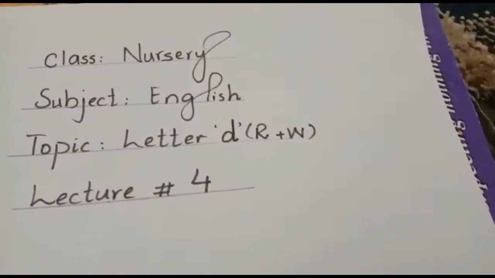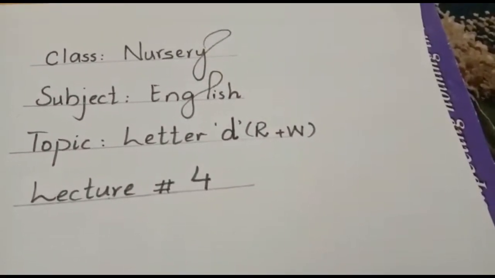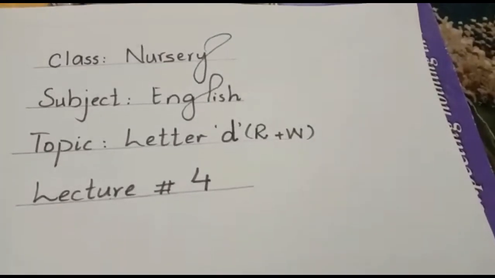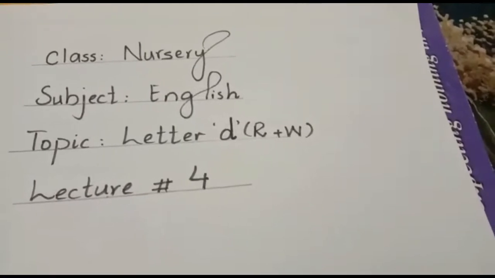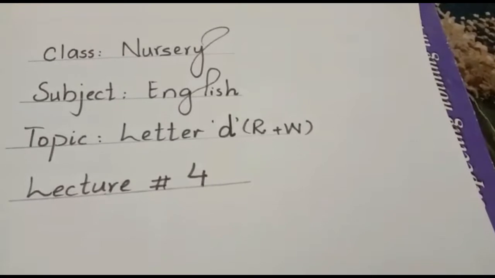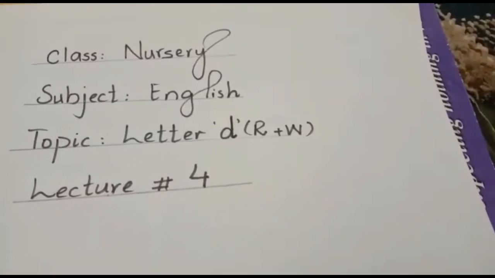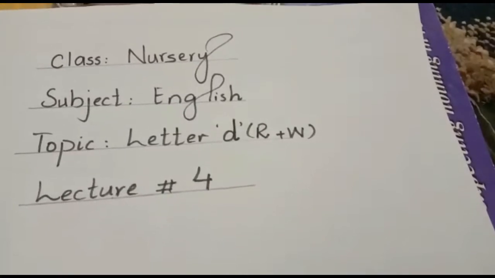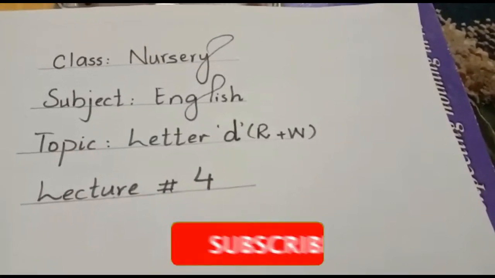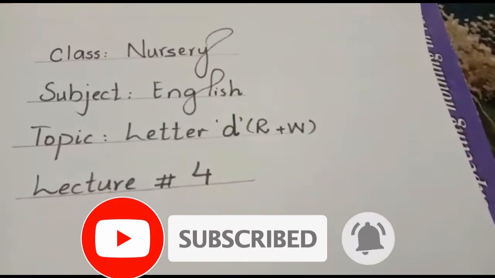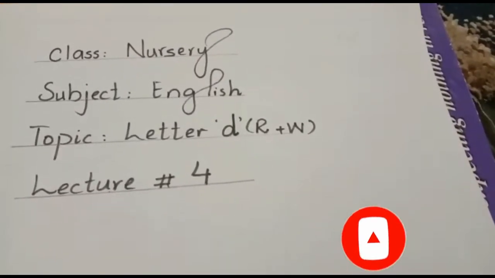A for apple, apple. B for ball, ball. C for cat, cat. D for duck, duck. A for arrow, arrow. B for bag, bag. C for cake, cake. D for drum, drum.